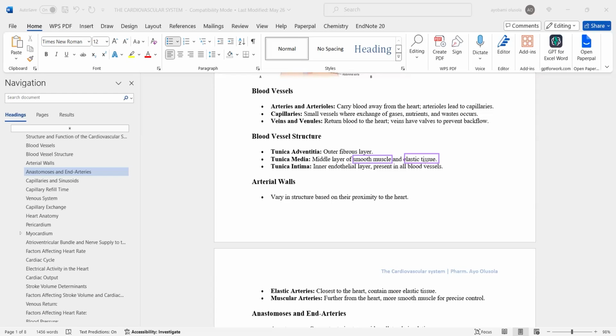And do you know why? Who can tell me the reason why the arteries close to the heart have more elastic tissue?